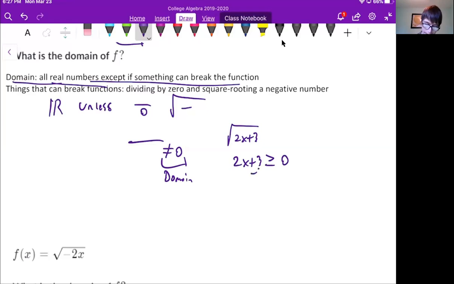So we subtract 3 from both sides, and you get 2x is greater than or equal to negative 3. Then you solve by getting rid of the 2, so we divide by 2. That gives us x is greater than or equal to negative 3 halves, and that would be our domain. Cool? All right, let's move on.